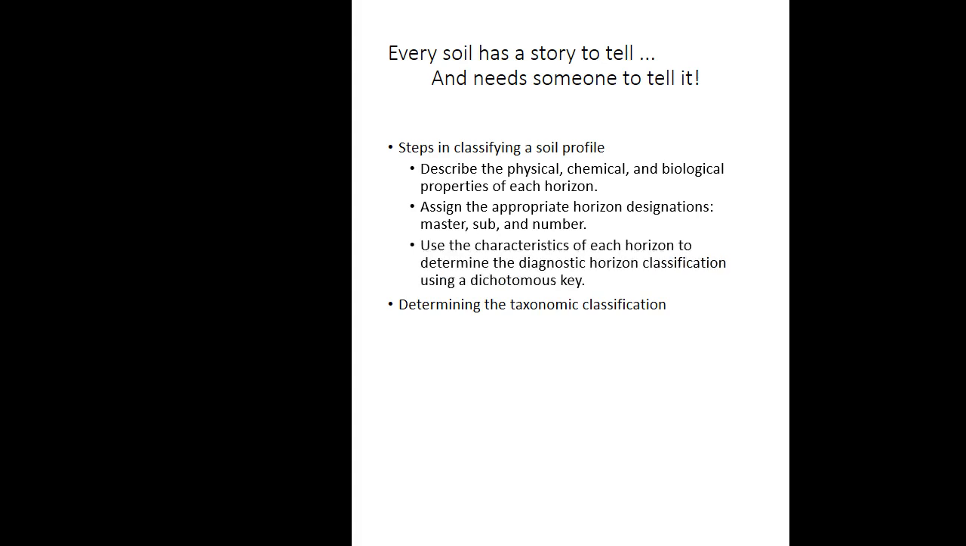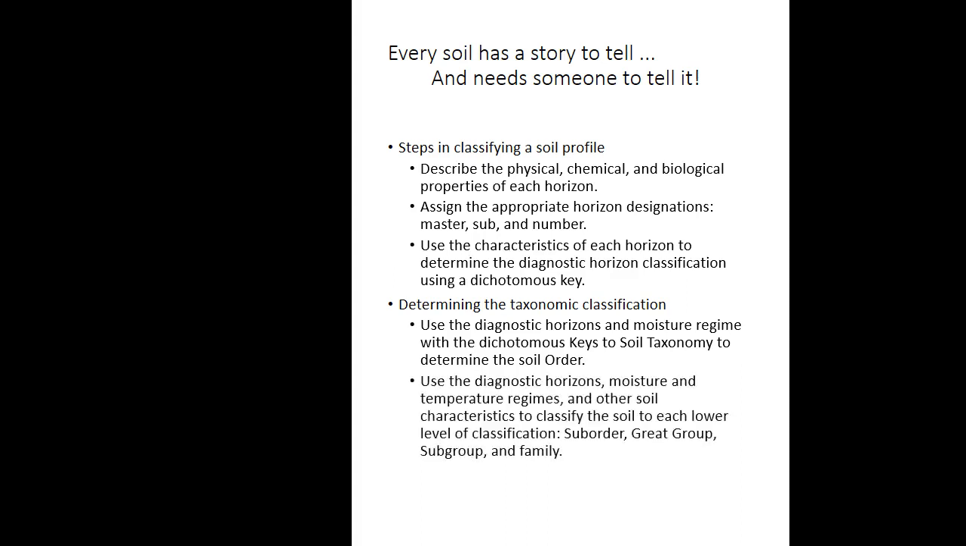And then we use those characteristics to determine the diagnostic horizon classification using a dichotomous key, and then we'll use that in soil taxonomy once we know the diagnostic horizons and moisture regimes to determine the soil order. And then using the diagnostic horizons, the moisture and temperature regimes, and other soil characteristics, we classify the soil to each of those lower levels of classification in taxonomy: suborder, great group, subgroup, and family.